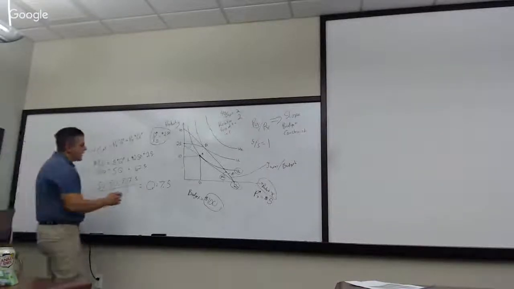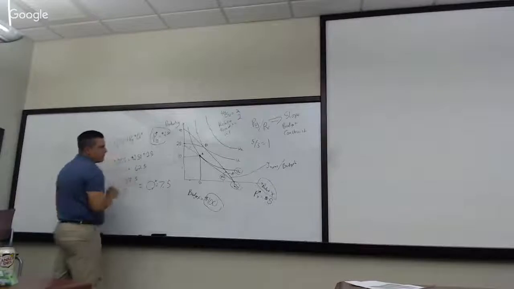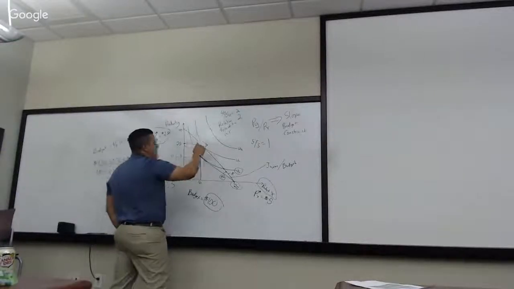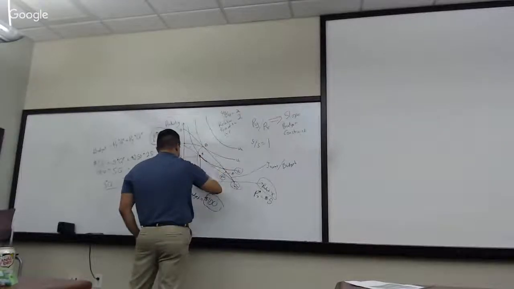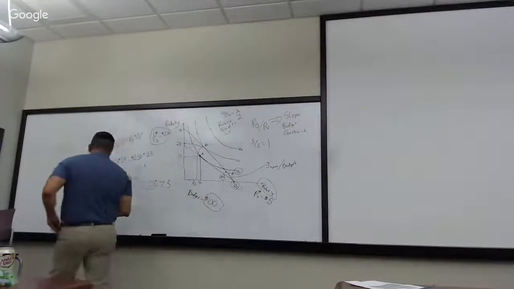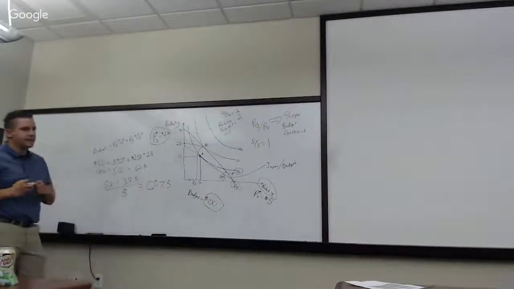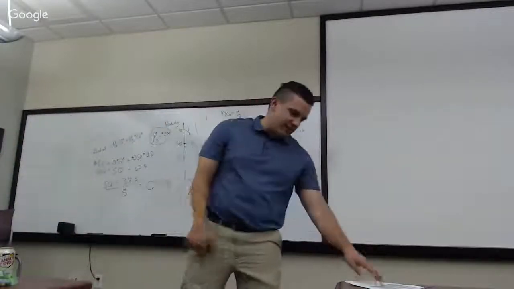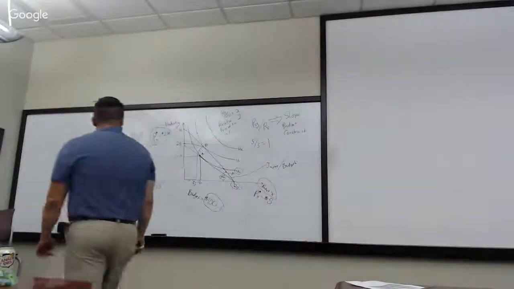So this was Q of X. So Q of X is equal to 7.5. I should have drawn this indifference curve up higher, but now we're purchasing 7.5 units of X and 25 units of Y. And if you look at the nifty picture that I took a picture of, 7.5 units.